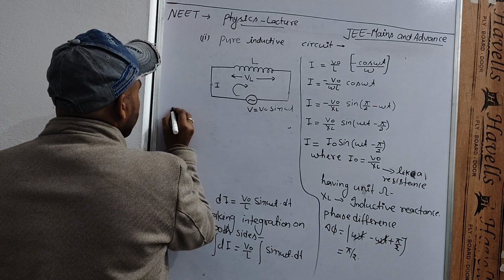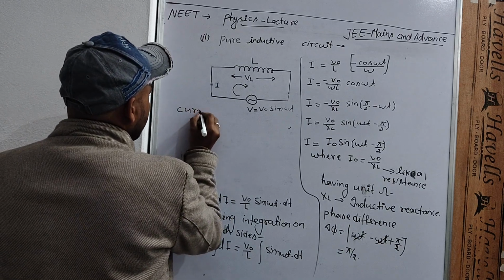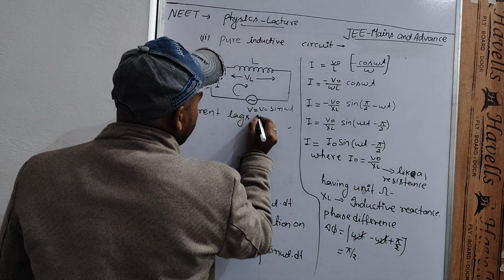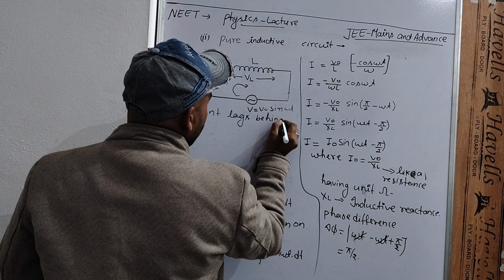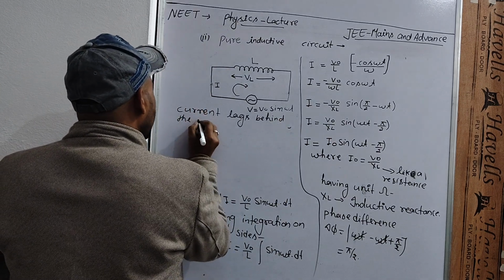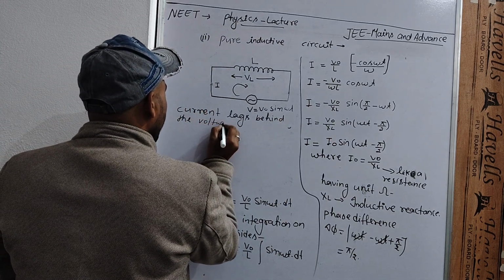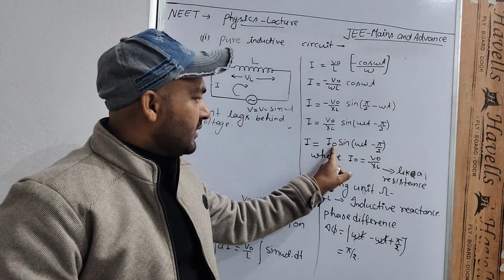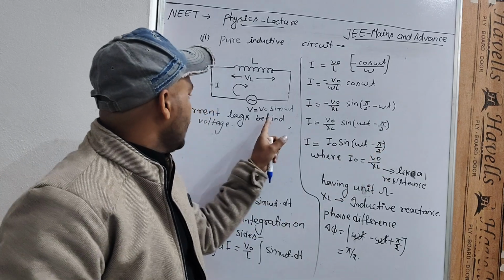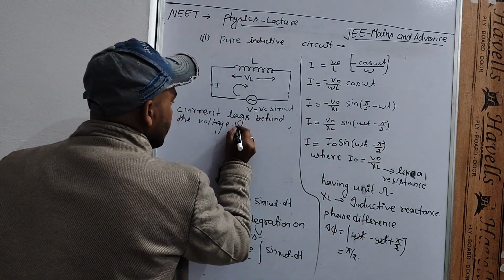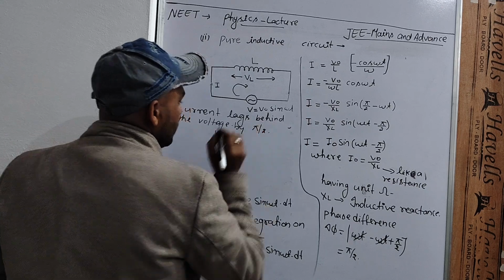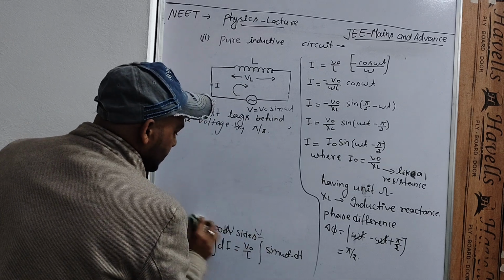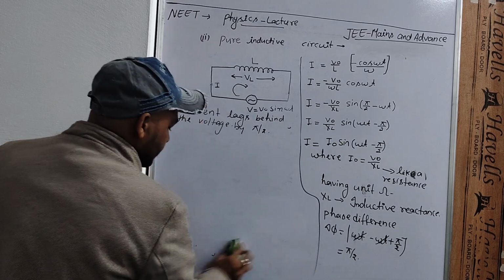Meaning current lags behind the voltage. In a pure inductive circuit, current always lags behind the voltage by pi by 2. Now we can easily draw the phasor diagram on the basis of this information.